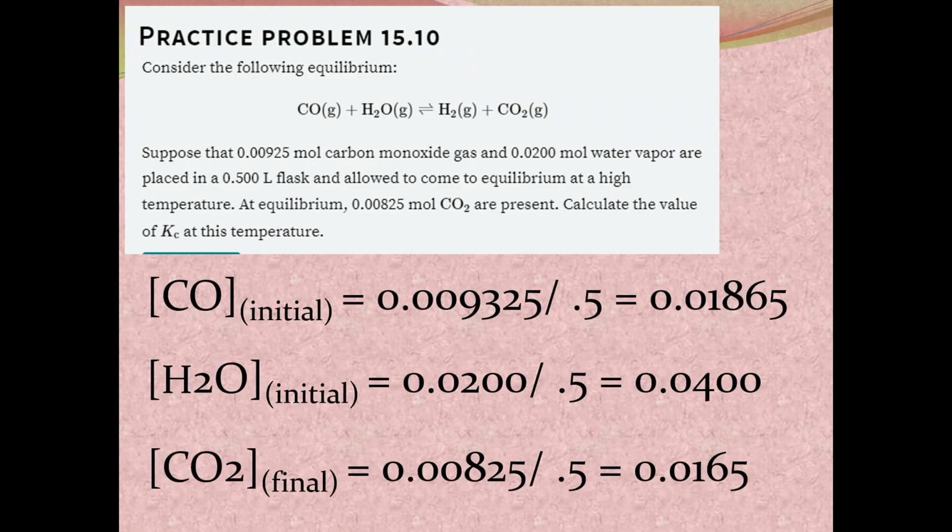So now I have 0.00925 moles of carbon monoxide and 0.202 moles of water, steam. And now they're not in a 1 molar flask. Now they're in a 0.5, not molar, liter flask. So now I do have to convert to molarities. So I have to take the moles, divide them by the liters, and get the new molarities. So I took 0.00925, divided it by 0.5, 0.02 divided it by 0.5, and my final amount of CO2, 0.00825 divided by 0.5. These are my molarities. The numbers they give me are not.